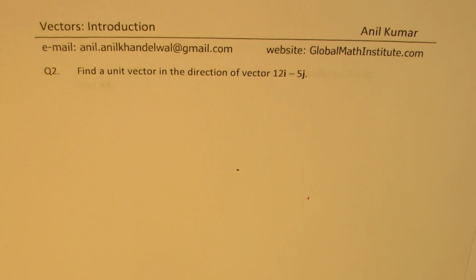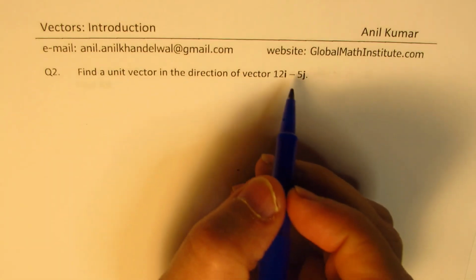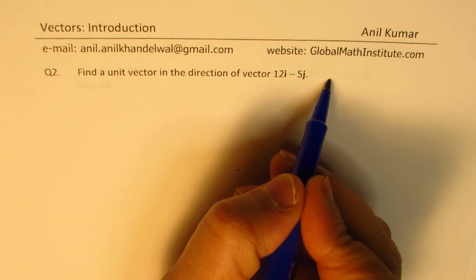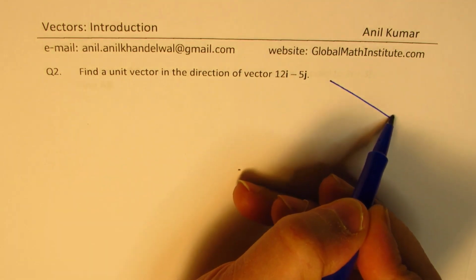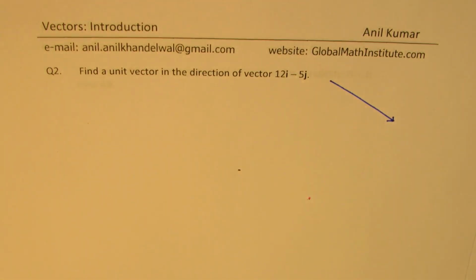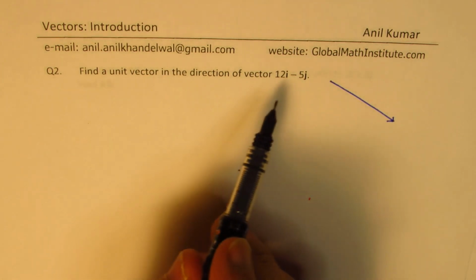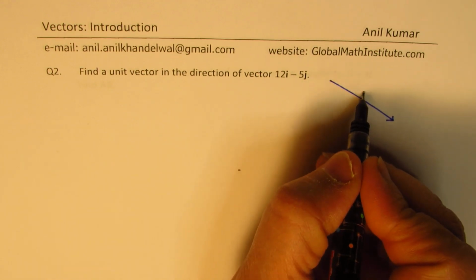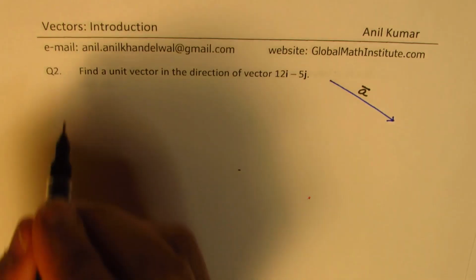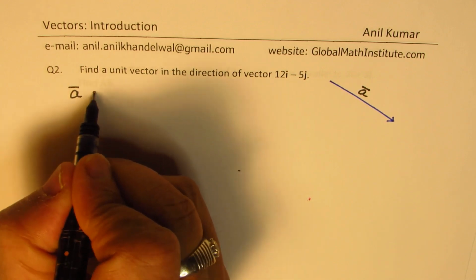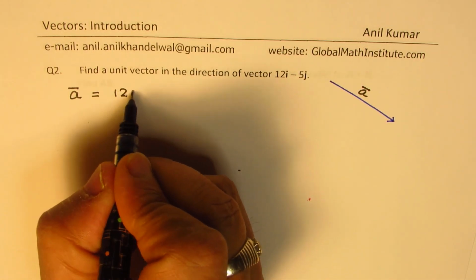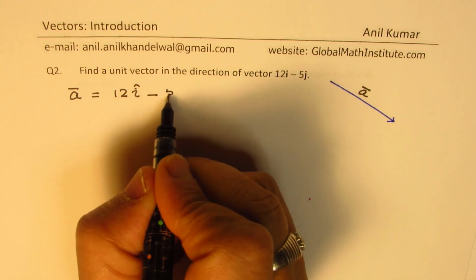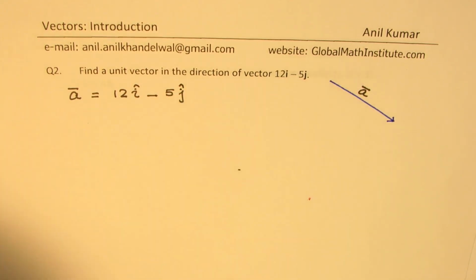Question number 2. Find a unit vector in the direction of vector 12i minus 5j. So 12i minus 5j is a vector which could look something like this, right? Now we need to find a unit vector in this direction. Let's call this vector A, right? So we are given that the vector A is equal to 12i minus 5j, right? This cap is for a unit vector.